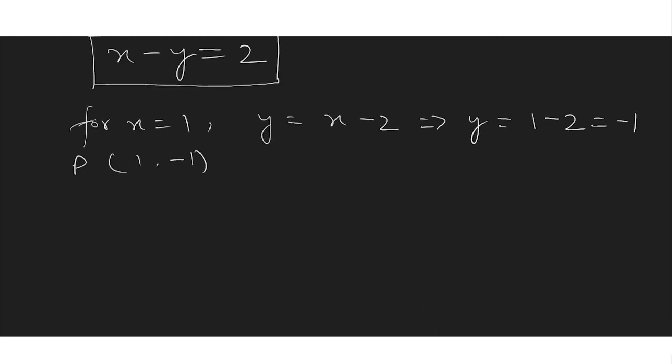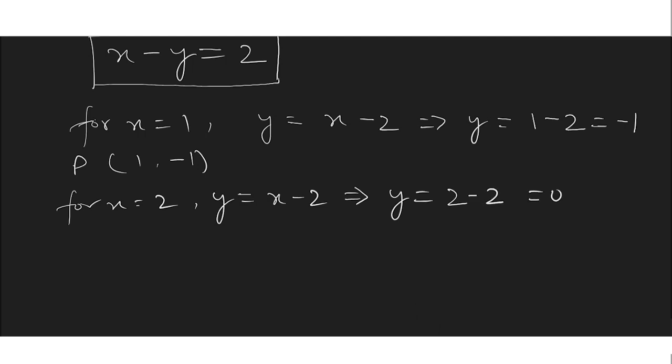Similarly, we can find another such point. For x equal to 2, we have y equal to x minus 2, implies that y is equal to 2 minus 2 equal to 0. So for another point Q, which is equal to 2 comma 0, we can further say that this point Q is equidistant from point A and B. You can again put the values in the formulas and find out the answer.